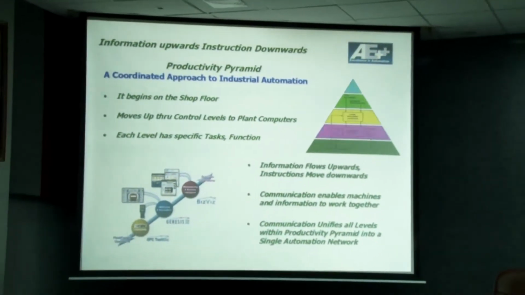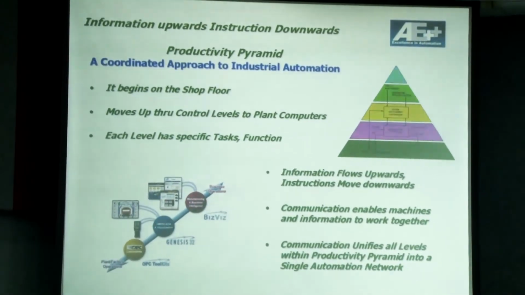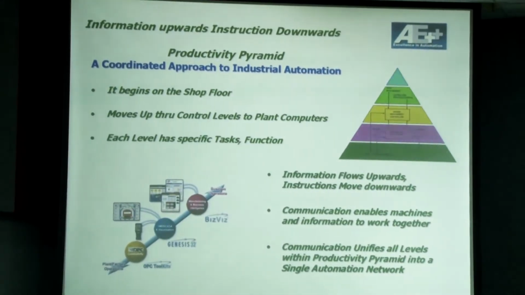So if you really look at what we call the productivity pyramid in a factory, basically you start at the base level and you keep moving up in terms of control levels, and it goes to the highest level. Like in any hierarchy, like in any organization, the information flows upwards and instruction moves downwards. Therefore, the higher level instructs what the lower level should do, and the lower level keeps giving the information. Communication enables machine and information to work together, and obviously the communication unifies all the machines and gives you the data that you require.